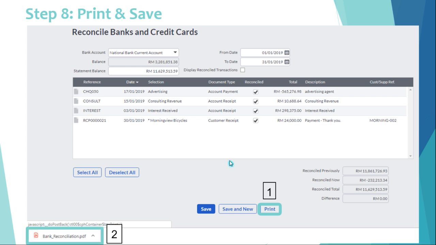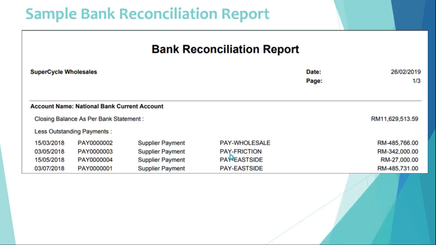So my bank reconciliation PDF file will download, and at the bottom of the page a download bar appears and my file will be there. Once I've downloaded my file, I can proceed to click Save and exit back to the dashboard. Or if you would like to continue on to reconcile another bank account, you can also click Save and New.